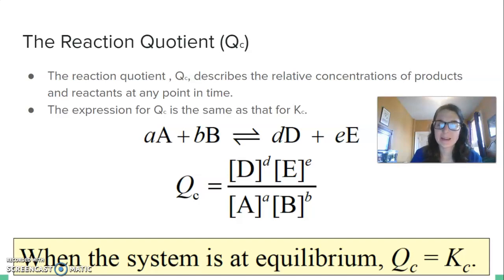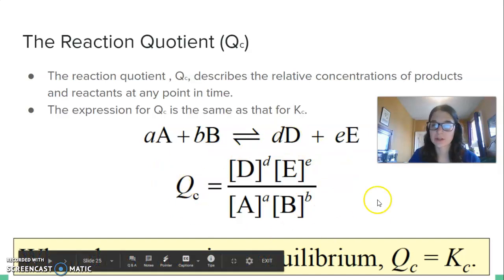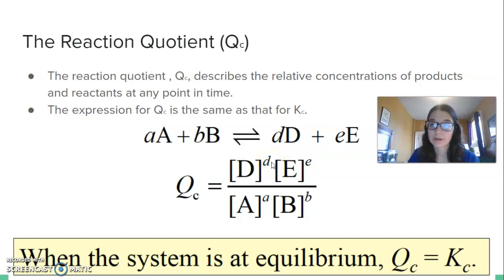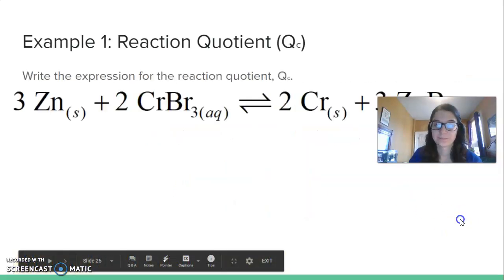And basically anything with a K in front of it is going to be at equilibrium. Anything with Q in front of it can be at any point in the reaction. So again, the way that we find that expression is the same. The concentration of products raised to the power of their stoichiometric coefficient over the concentration of reactants raised to their stoichiometric coefficient power. And remember, we do not include that for things that are in the solid or liquid phase, only gaseous or aqueous phases.